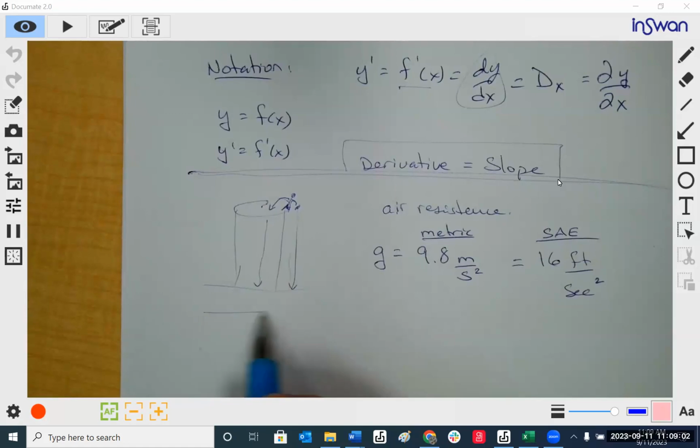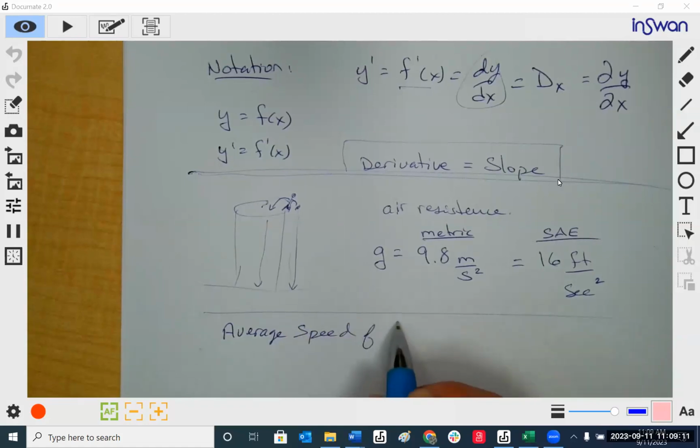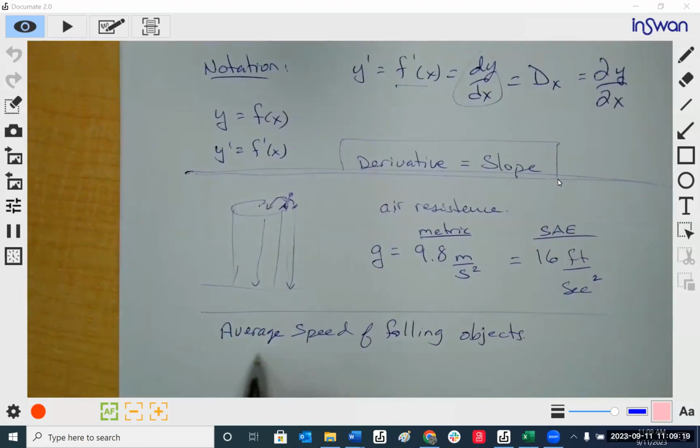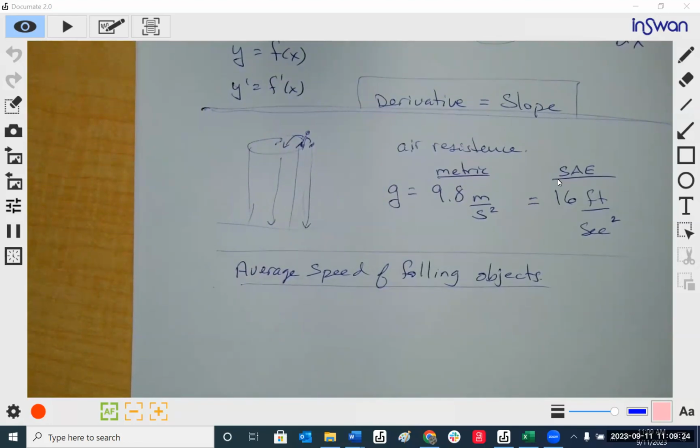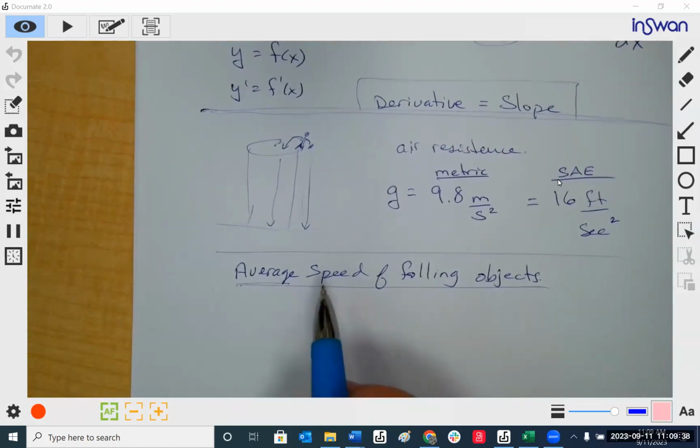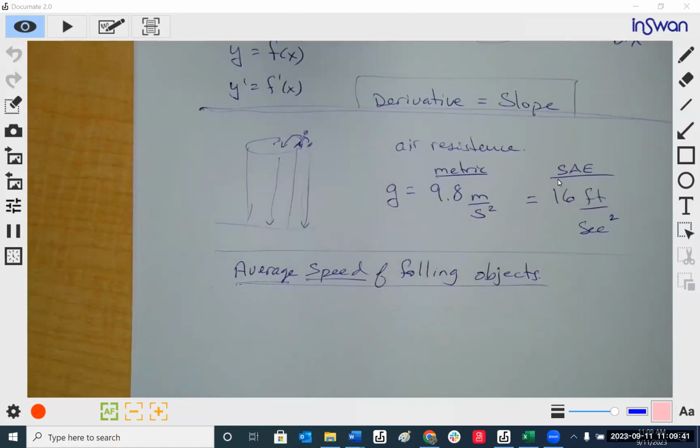So what he figured out, after dropping all these things, is an average speed of falling objects. What does the average mean? How would you find the average of something? Taking all these samples, adding them together and dividing. Right. Now how would you do it with respect to speed? Now we have another word, speed. How do you calculate speed?